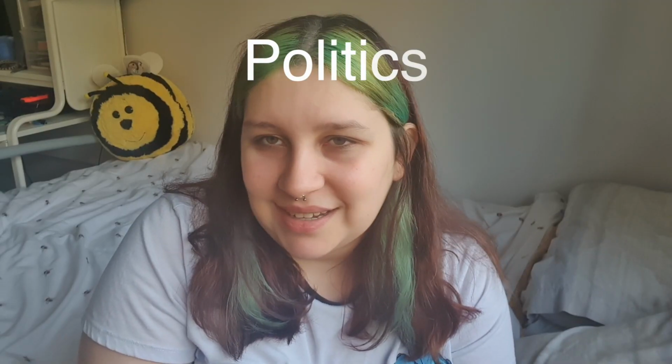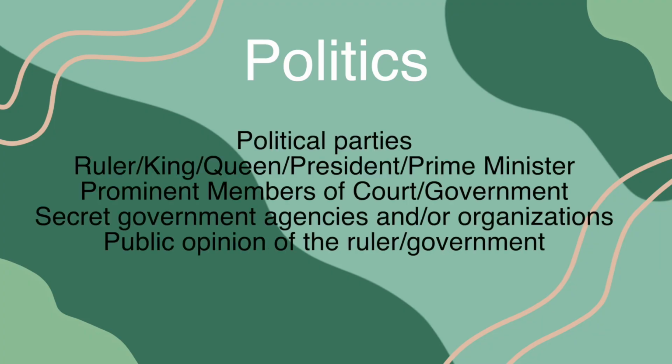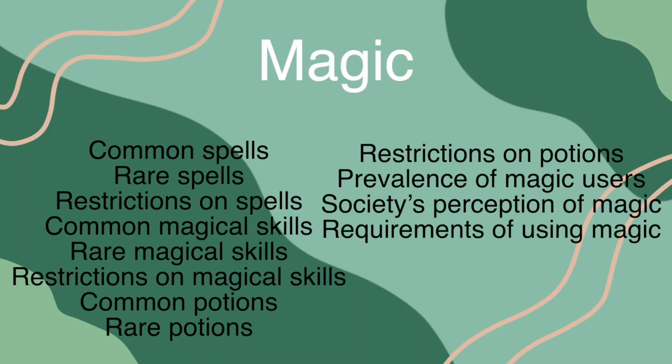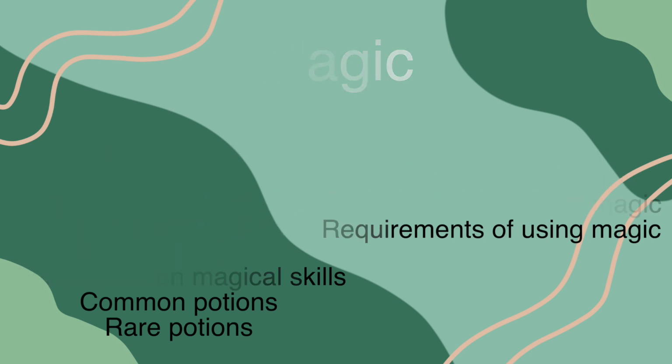Then we go into politics: political parties, ruler/king/queen/president/prime minister, prominent members of court/government, secret government agencies and/or organizers, public opinion of the ruler/government. Then we get to the good stuff. We get to the magic. Common spells, rare spells, restrictions on spells, common magical skills, rare magical skills, restrictions on magical skills, common potions, rare potions, restrictions on potions, prevalence of magic users, society's perception of magic, requirements of using magic.